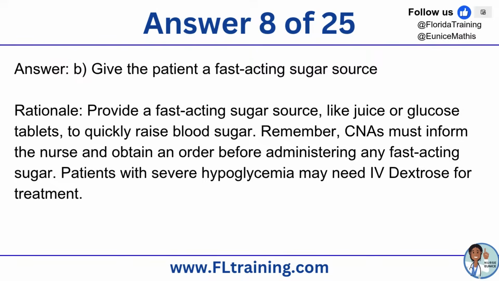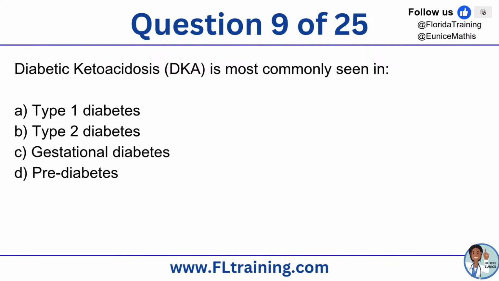All right, great job, team. Question number 9. Ooh, this one's about diabetic ketoacidosis. So DKA is most commonly seen in which patient type? Would it be a patient with A, type 1 diabetes, B, type 2 diabetes, C, gestational diabetes, or D, pre-diabetes?